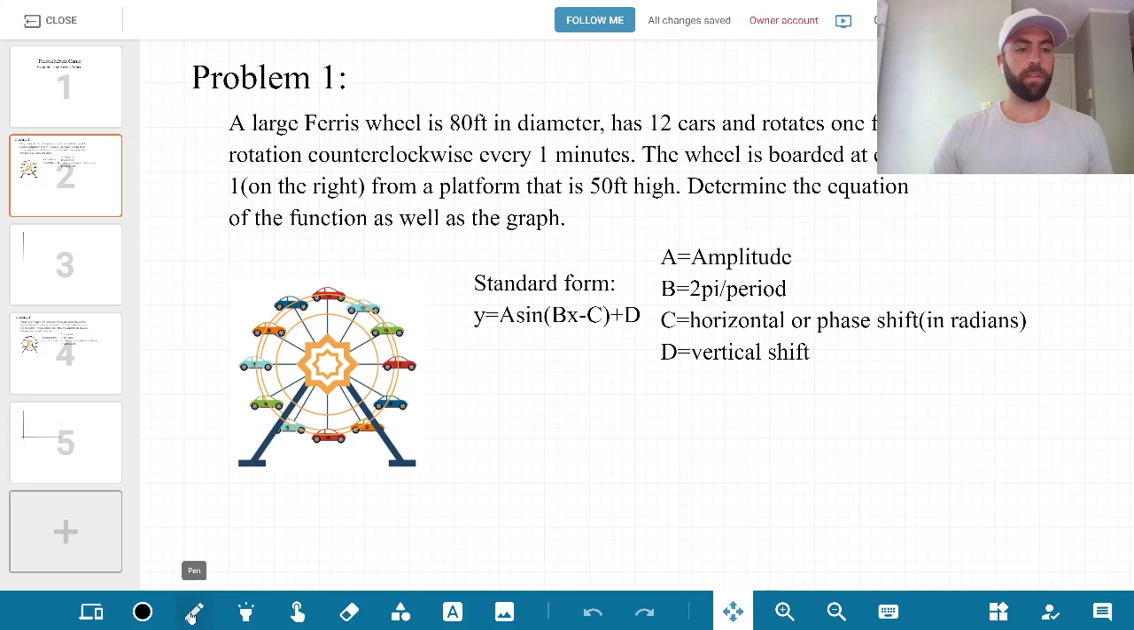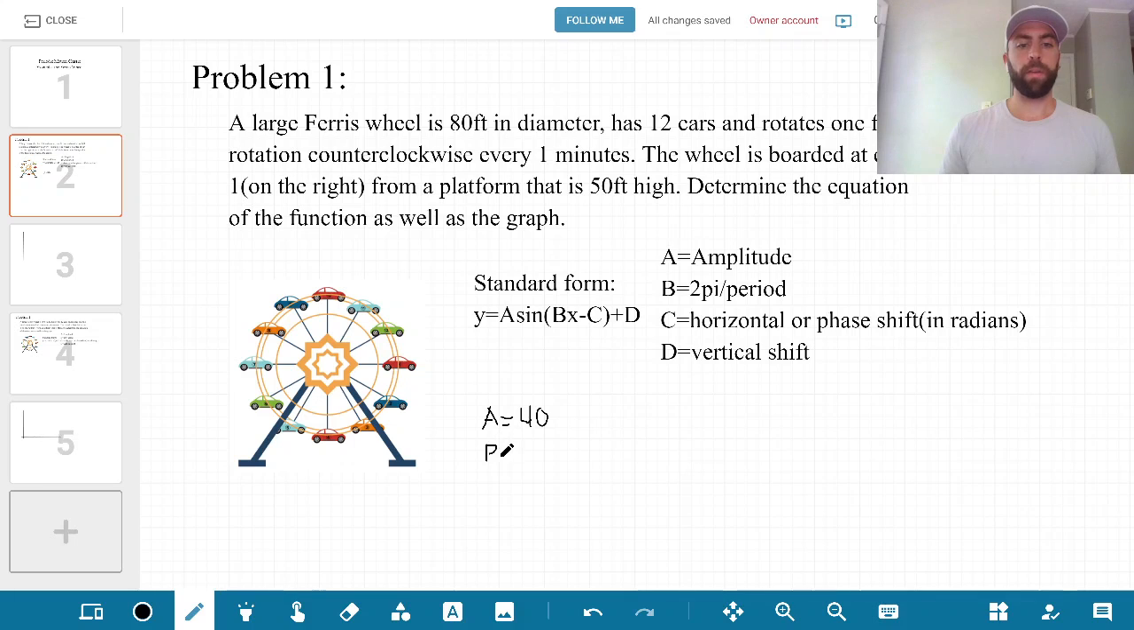Okay, so let's just go through what we know real quick. We have the standard form here that we've worked with before and all the parameters that define it, and I have redefined all the parameters over here just so you're still familiar with what they are. Let's just go down the list. The Ferris wheel is 80 feet in diameter. The amplitude is half of the total top to bottom change that you have. So in this case, it would be 80 divided by 2. So A equals 40.